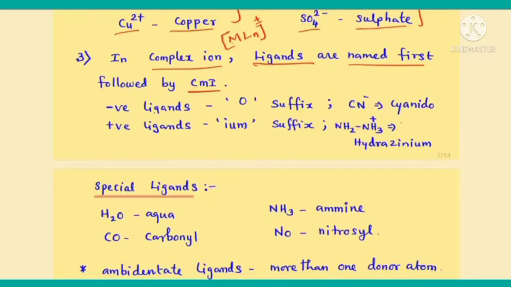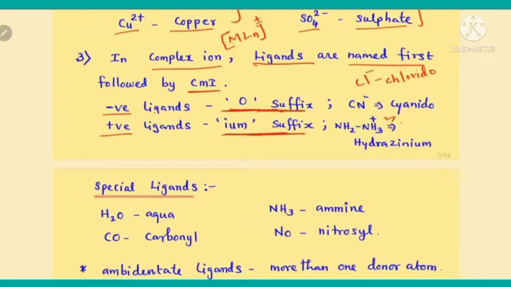Now we have various types of ligands based on charge: negative ligands, positive ligands, and neutral ligands also. Generally, the name of negative ligands ends with the suffix O. For example, CN-: its common name is cyanide, but in complex salts it is called cyanido. Cl-: common name chloride; in a complex salt, or when it acts as a ligand, it is called chlorido. Then the name of a positive ligand generally ends with the suffix IUM. I have given an example.